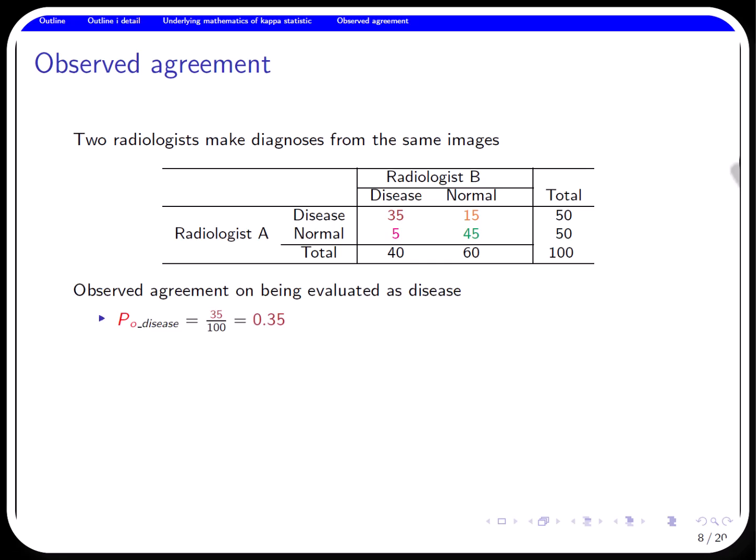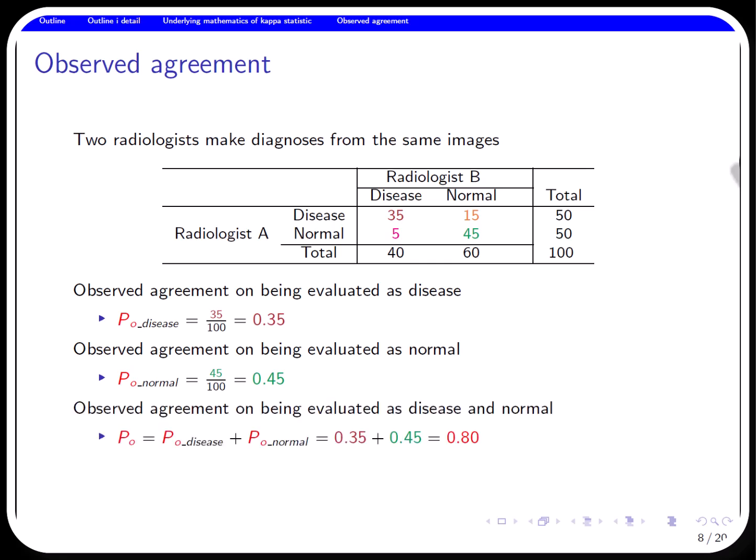Observed agreement on being evaluated as disease equals 35 divided by 100 equals 0.35. Observed agreement on being evaluated as normal equals 45 divided by 100 equals 0.45. Observed agreement on being evaluated as disease and normal equals 0.35 plus 0.45 equals 0.8.